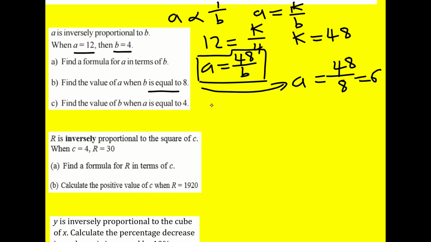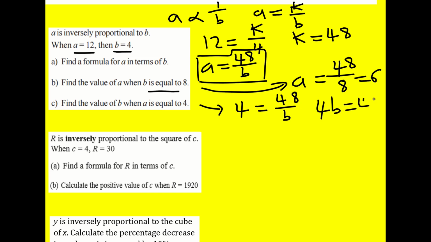Again, I'm going to revert to this formula. 4 equals 48 divided by b. A bit more to solve this equation, so you could try and figure out what do I divide 48 by to give 4, and figure out from there. But if it was a horrible number, like if I had 7.5 here, then you'd need to be able to rearrange. And so we can rearrange by multiplying by b.